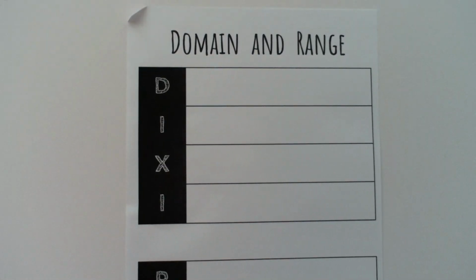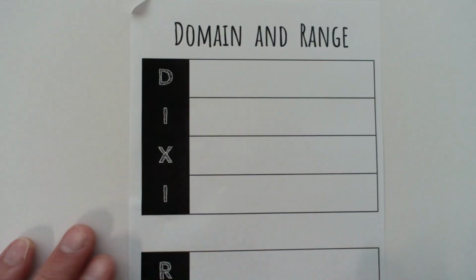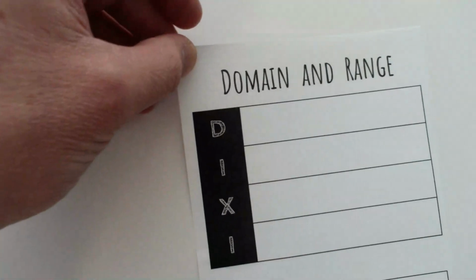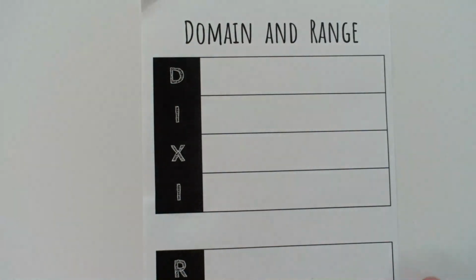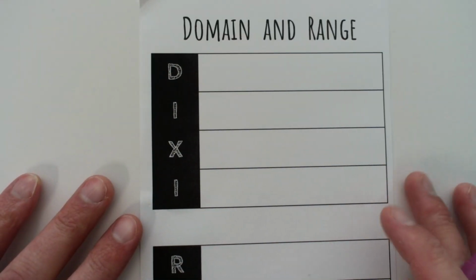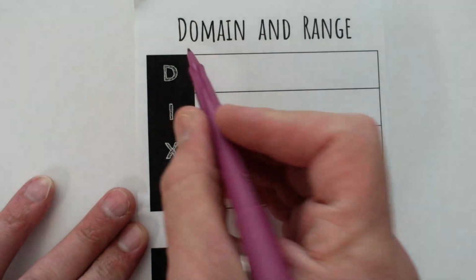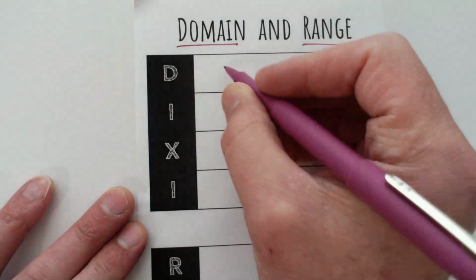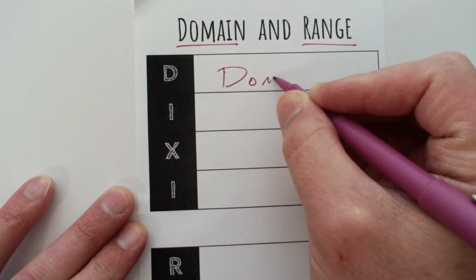Okay, we're starting with domain and range in the Dixi paper, and then we're also going to move into the identifying functions paper. So first, Dixi. This is a mnemonic device, so in that way it can help you remember the different terms we use for domain and range. And so for the D, that stands for domain.